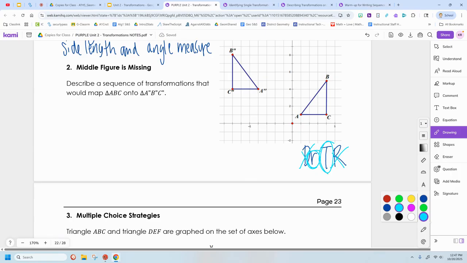Now this is where I like to call it dealer's choice. It's kind of like, what are we going to do? Everybody can choose slightly differently. Somebody might want to flip first and then translate. Somebody might want to translate and then flip. Also, do we want to flip this way?